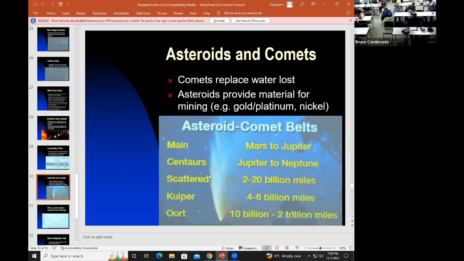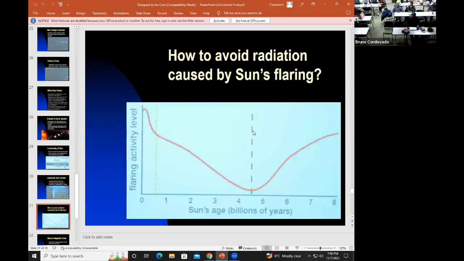We need the 5 comet and asteroid belts, because comets replace water that's lost from our atmosphere, and asteroids provide material for mining that our society needs. And this is the radiation of the sun in the past, and it is going to go up again in the future. So we're at the lowest point right now, this dotted line here.